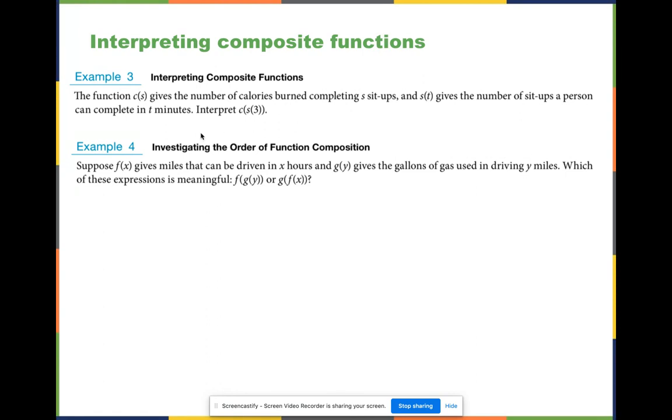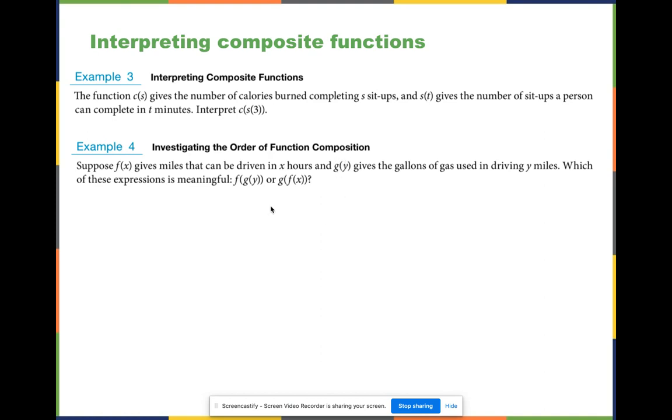All right, let's think about this one, investigating the order of function composition. So f of x gives miles that can be driven in x hours. You tell me the number of hours, I'll tell you how many miles you can drive. Here we have g of y. This gives us the gallons of gas used in driving that many miles. So you tell me a number of miles, and I'll tell you how much gas you'll use.